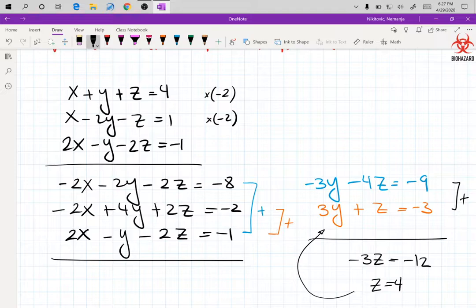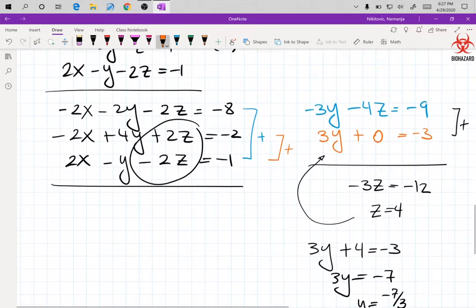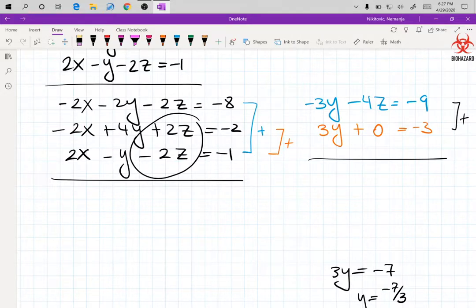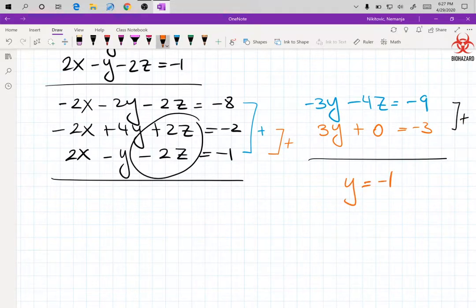And then the orange equation, 3y plus... see? That's wrong. When I add this, I get 0z. So this is supposed to be a 0 here. Alright, so that obviously changes everything, because we calculated y instantly. So y is -1. So now plug in.